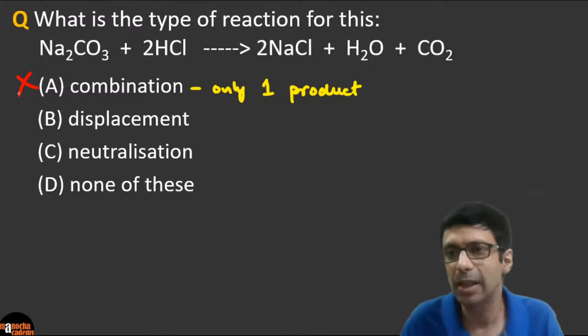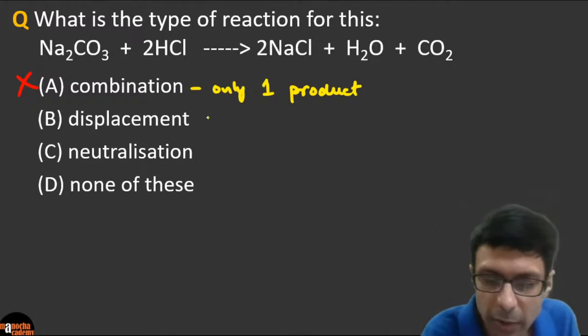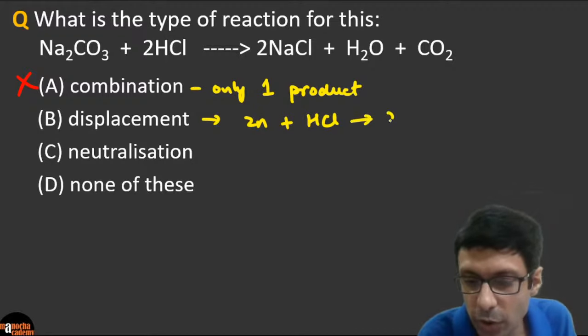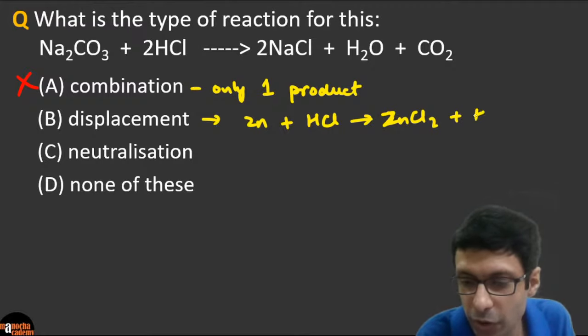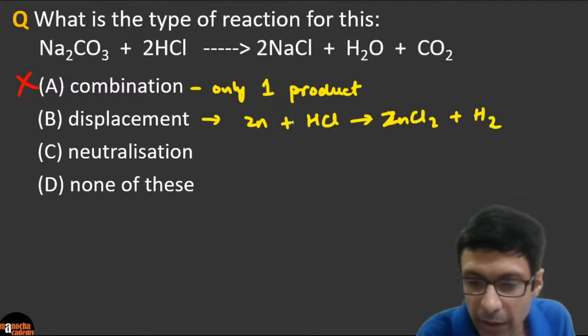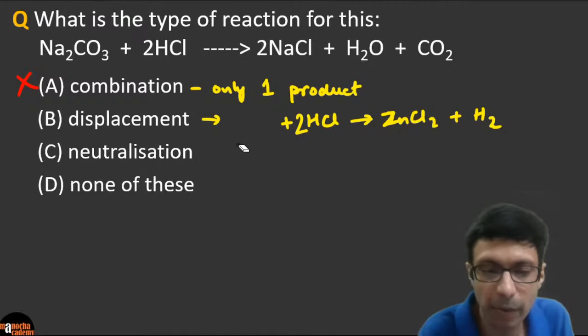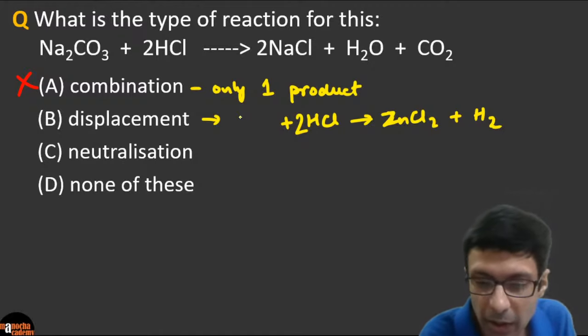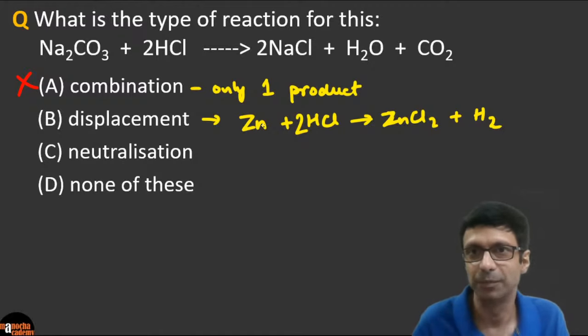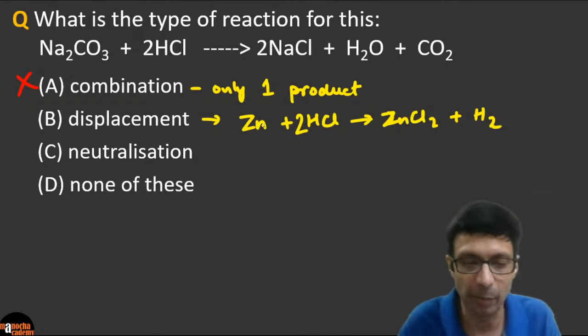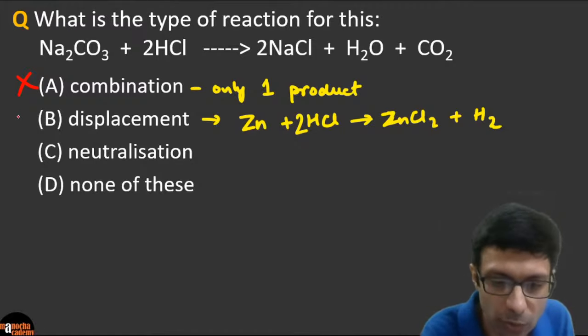Displacement reaction. An example of displacement is if zinc reacts with hydrochloric acid, it produces zinc chloride plus hydrogen, and here zinc is displacing. We say a more reactive element displaces a less reactive element. So zinc displaces hydrogen. And here you can see that there's no displacement of a single element happening. So this option is also out.